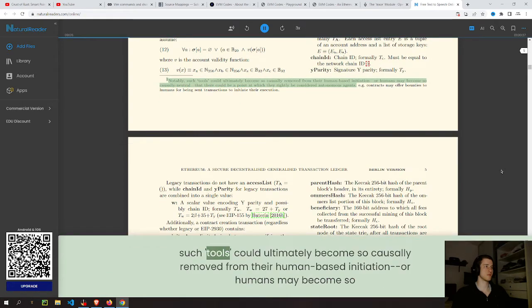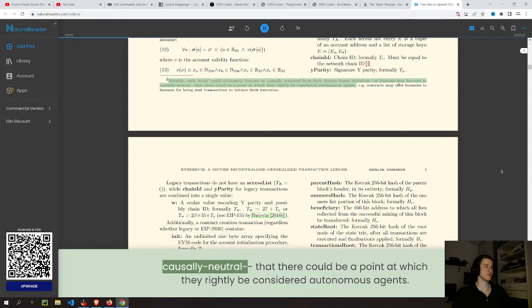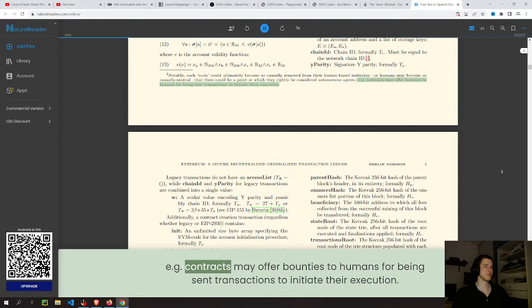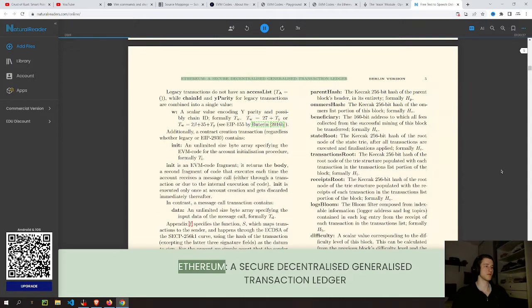1. Notably, such tools could ultimately become so causally removed from their human-based initiation, or humans may become so causally neutral, that there could be a point at which they rightly be considered autonomous agents. E.g. contracts may offer bounties to humans for being sent transactions to initiate their execution. Ethereum: A Secure Decentralised Generalised Transaction Ledger, Berlin Version.